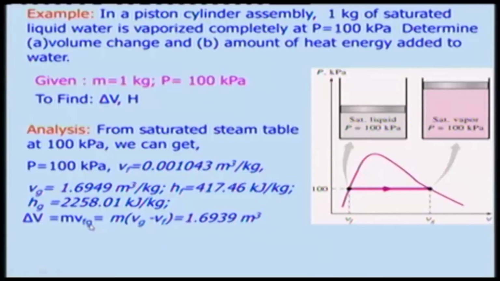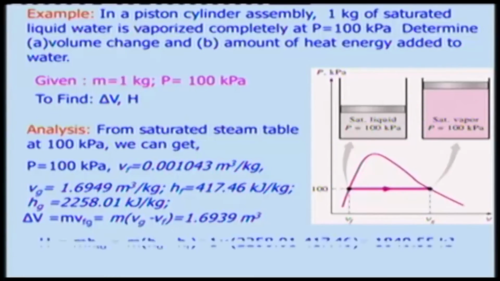Then we can find out very easily that delta V is nothing but m times Vfg, which is m times (Vg minus Vf), and you just multiply the difference, because the mass happens to be 1 kg. I have taken a simpler example. So the change in volume is 1.69 or about 1.7 meter cube. In a similar way we can find the enthalpy change during this phase change process. It will be delta H equal to m times Hfg, which is m times (Hg minus Hf), and Hg and Hf are known. Hf is 417, you substitute these values and you will get this amount of kilojoules.